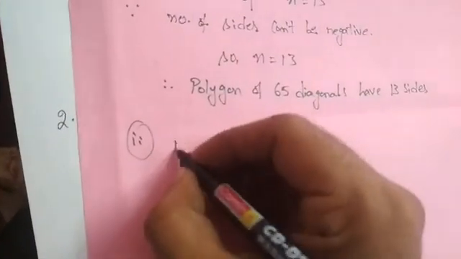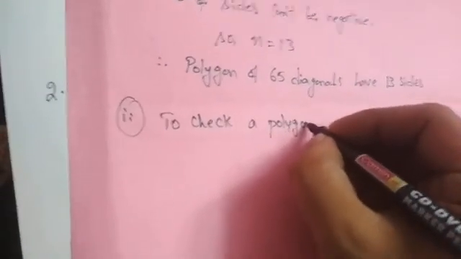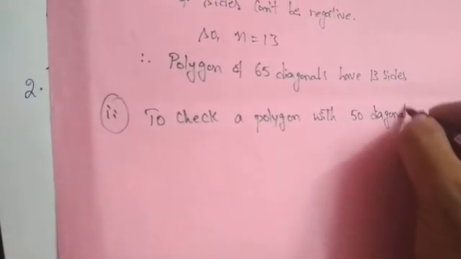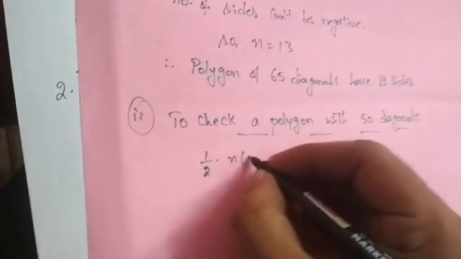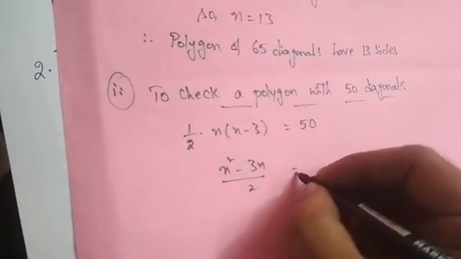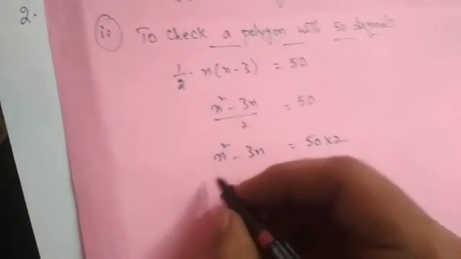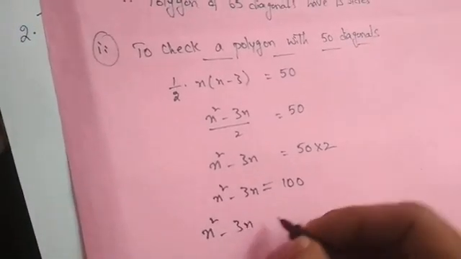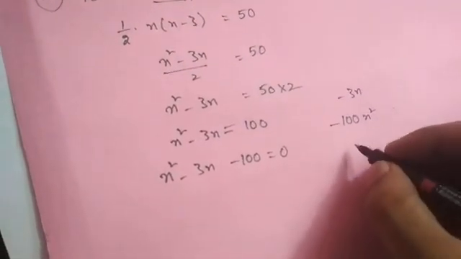Now to check a polygon with 50 diagonals, this is the second case. Same as before, we substitute 1/2 × n(n − 3) is equal to 50. (n² − 3n)/2 is equal to 50. n² − 3n is equal to 50 × 2, so n² − 3n is equal to 100. n² − 3n − 100 is equal to 0.